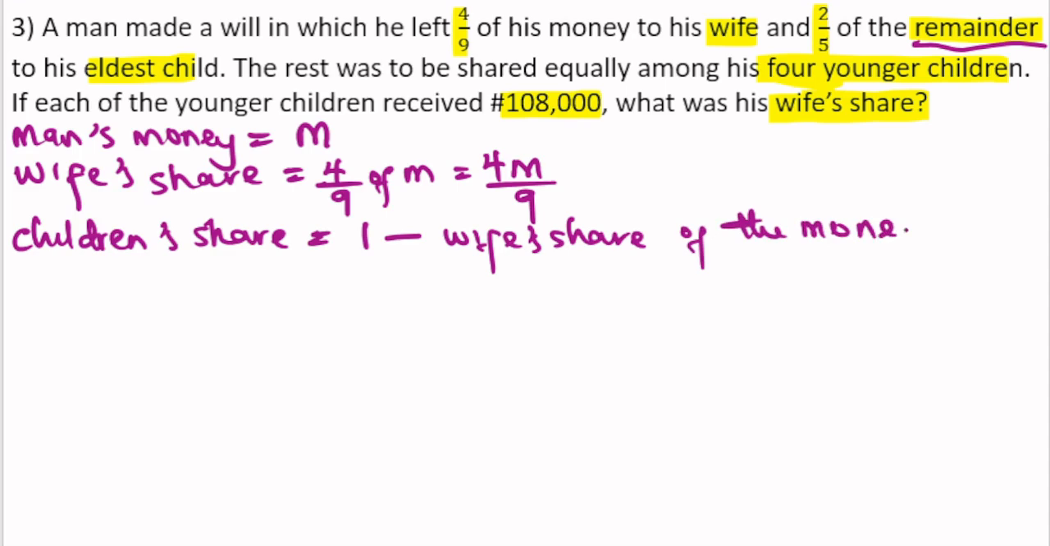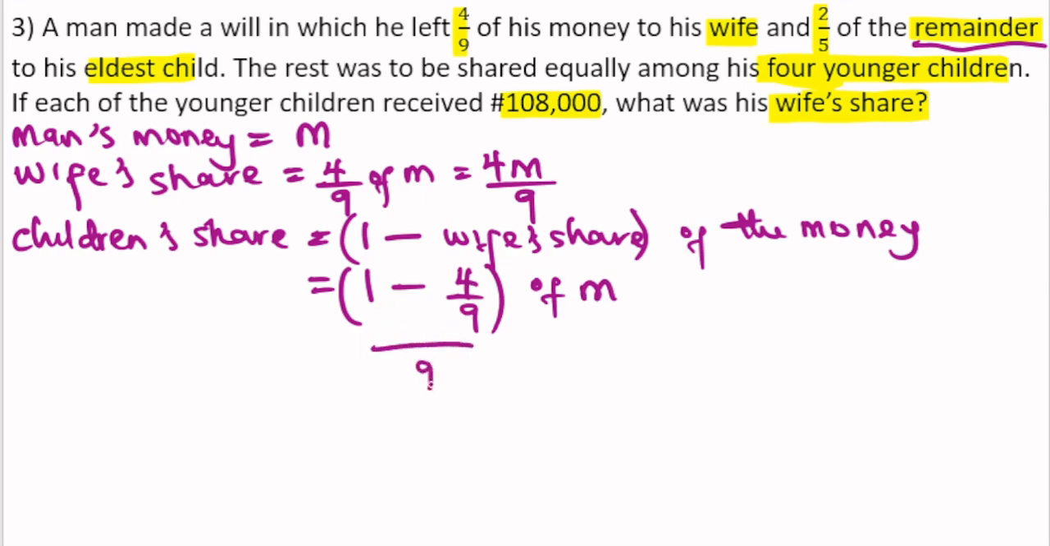That is the wife's share of the man's money, which is equal to 1 minus, let's put this in brackets please, 1 minus the wife's share. The wife's share is 4/9 of the man's money. The man's money is what? We represented that as M. So to get 1 minus 4/9, the LCM here is 9.